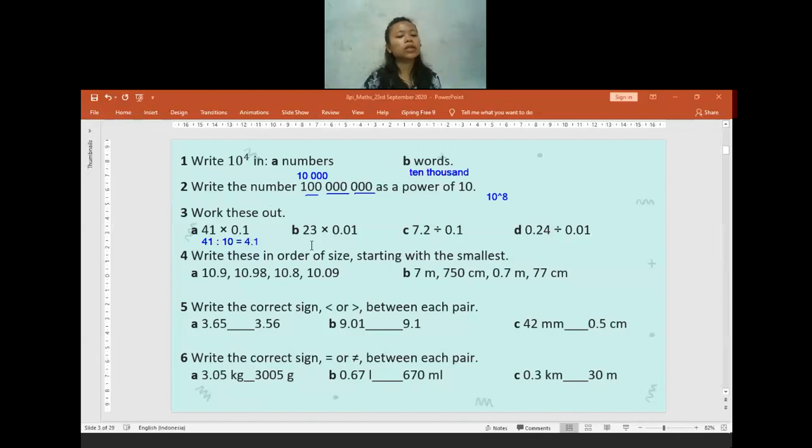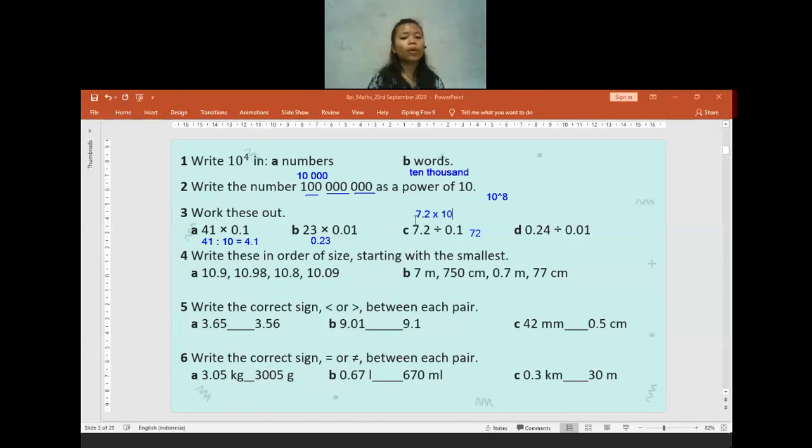Now for question B, we have 23 times 0.01. Yes, thank you to those who already typed it through the chat box. It will be 0.23. For question C, 7.2 divided by 0.1. Yes, correct. It will be 72. Because here, when it is division, we can write it as 7.2 times 10. When it is division, we can change it into multiplication.